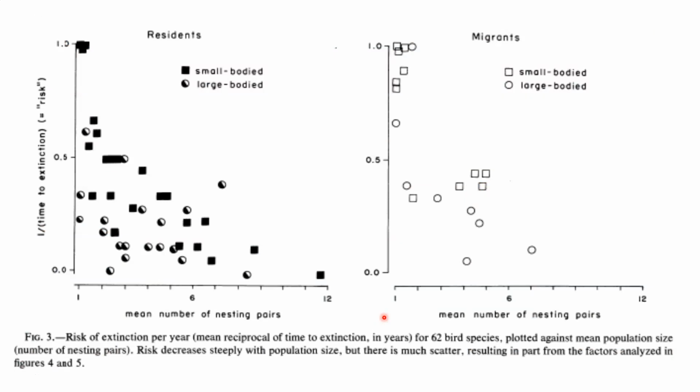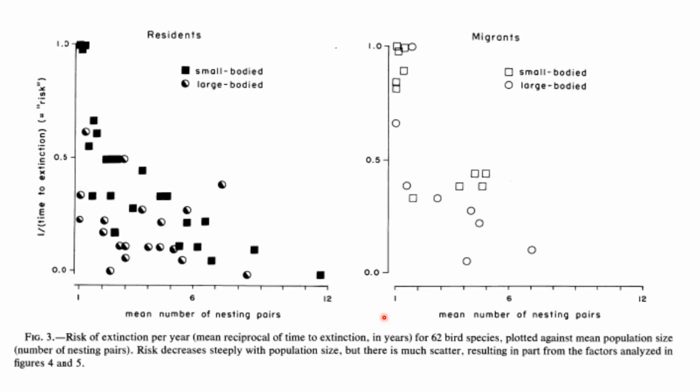So now we are looking at another example, where we are looking into the extinction risk of British breeding birds, right? We are looking at multiple species over here, over 60 breeding birds in the British Islands. And we are plotting the mean number of nesting pairs against the inverse of the time to extinction. What do I mean by inverse? It is 1 over time to extinction, right?